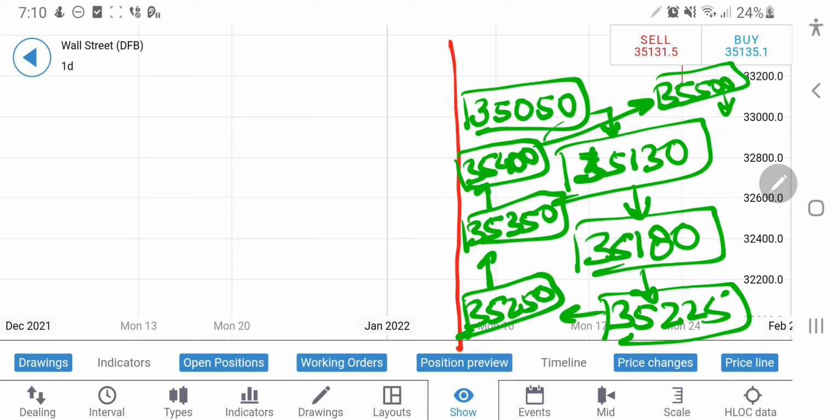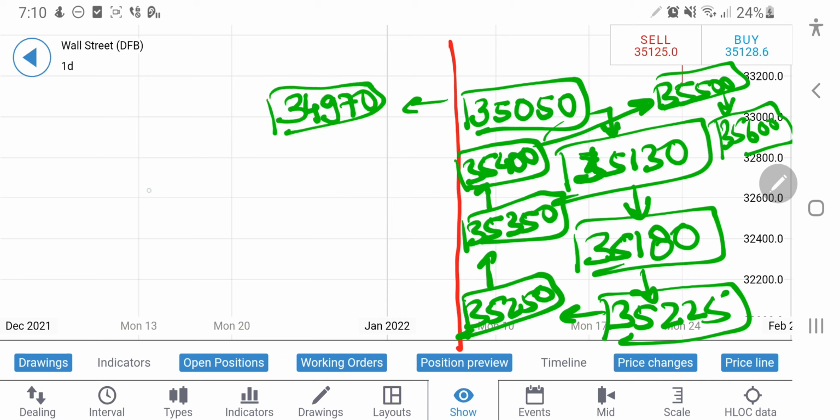Good thing with Dow Jones is it is always talking in hundreds, and now you can see the first resistance it is trying to hit. And on the downside, once it drops below 34,970, here you can take a short entry.